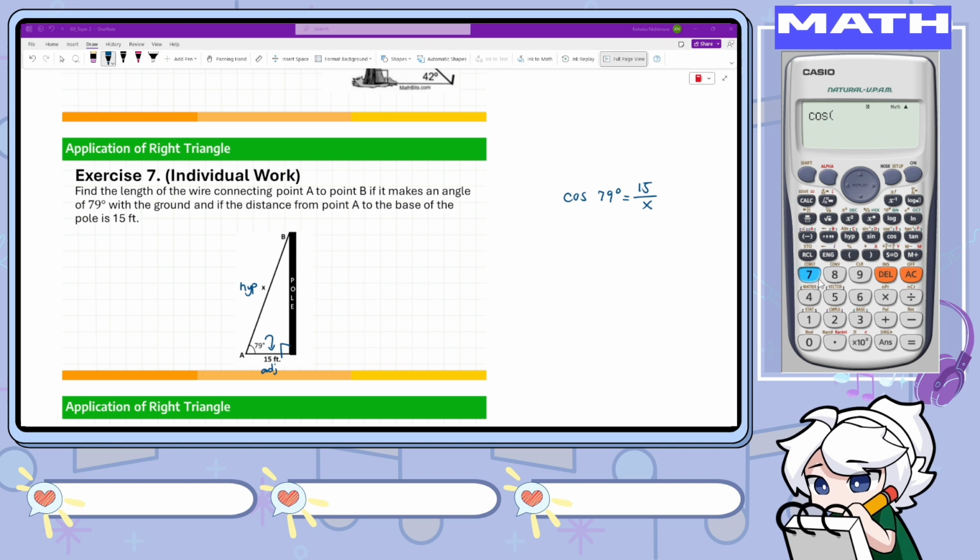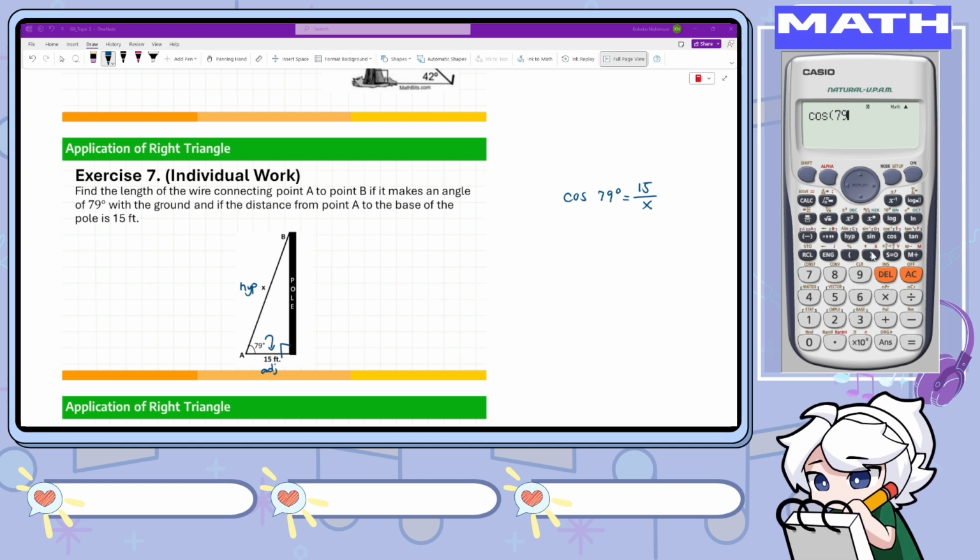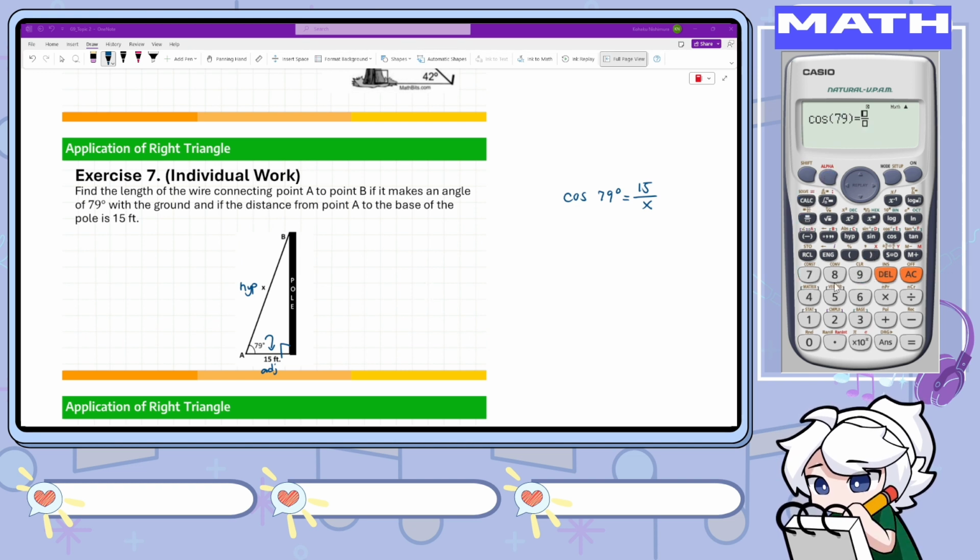Thus, cosine 79 equals adjacent being 15 over hypotenuse x. Shift solve. The answer is approximately x is approximately 78.61 feet.